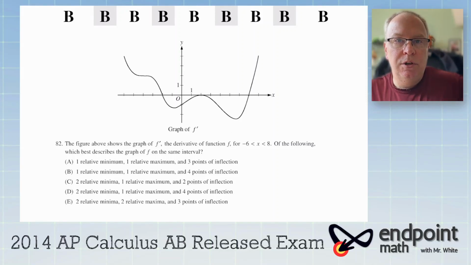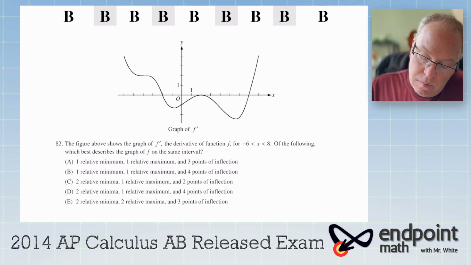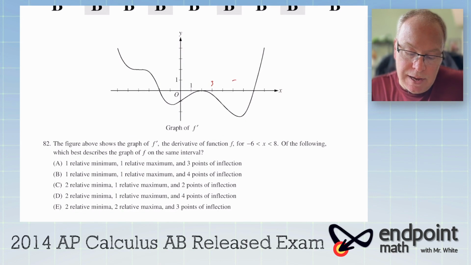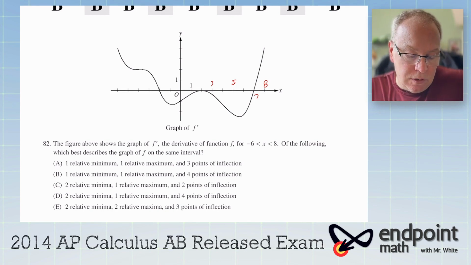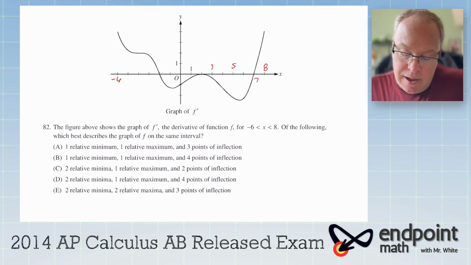All right, let's continue the adventure going through the calculator multiple choice section of this 2014 released exam. Number 82, it says the figure above shows the graph of f prime. Okay, so that's the derivative of f, from -6 to 8. So 1, 2, 3. Let's make sure we've got these labeled just so we're certain. There's 8. And then -6 is right here. Okay, so we're good. Of the following, which best describes the graph of f?